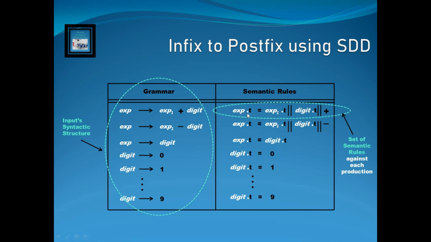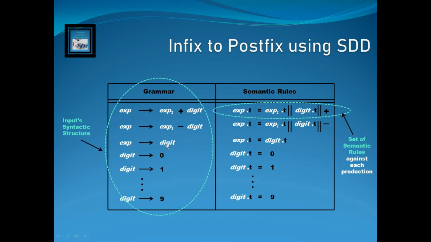The semantic rule is saying that when the expression can have the form of expression plus digit, then this main expression's postfix form is equal to this sub expression's postfix form concatenated with, this sign showing concatenation, the postfix form of this digit, that is digit.t, and then the operator will come. Similarly, the second rule is saying when expression can have the form of expression minus digit, then the main expression's postfix form is equal to the sub expression's postfix form concatenated with the digit's postfix form, and then minus will come.